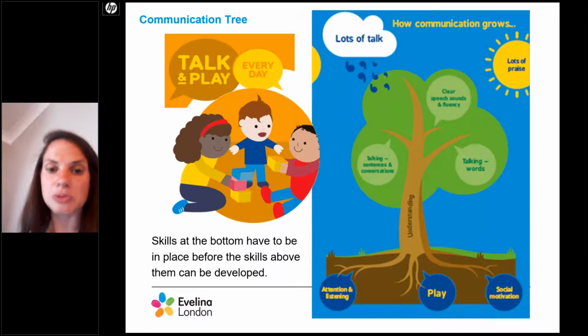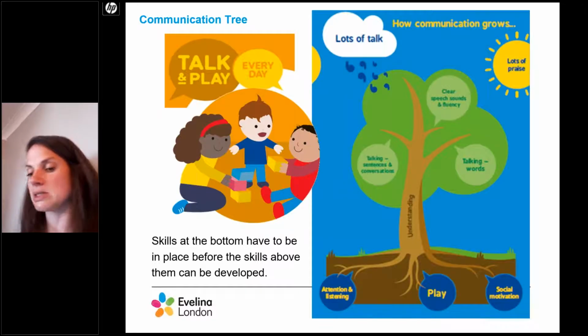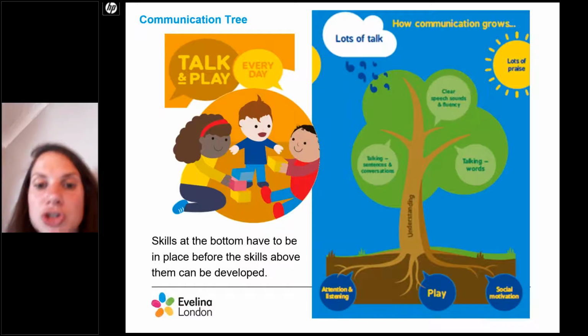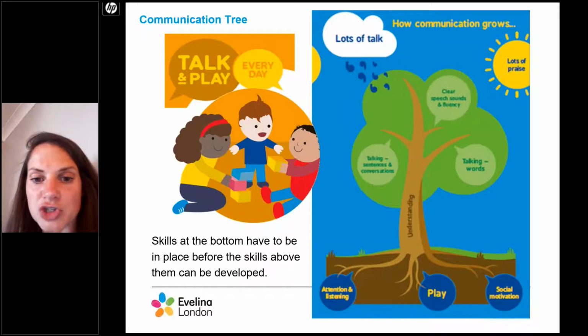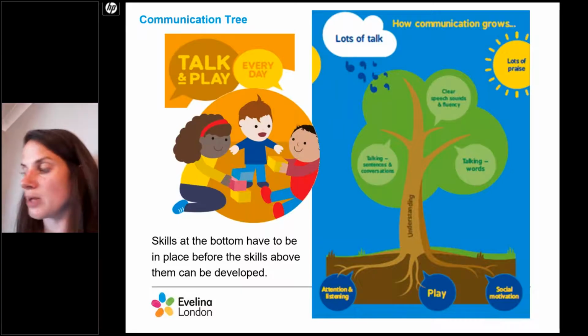So this here is the communication tree, just for a brief overview of what we would expect to be typical language development. Just like the roots of a tree, the roots of this tree here have to be in place before anything else can develop and grow. So these are the skills that are really developing in young children from birth.